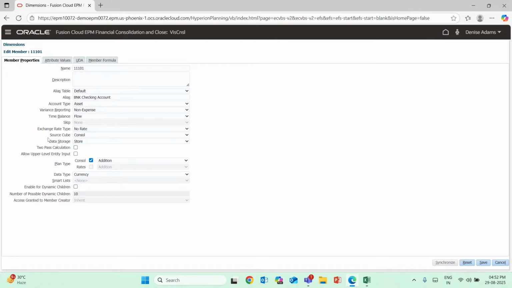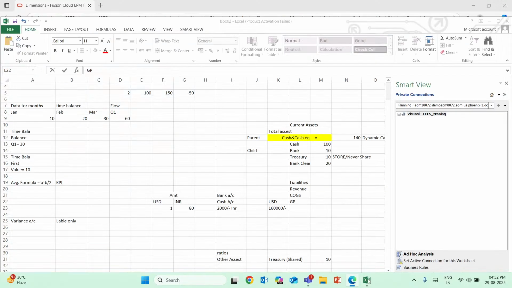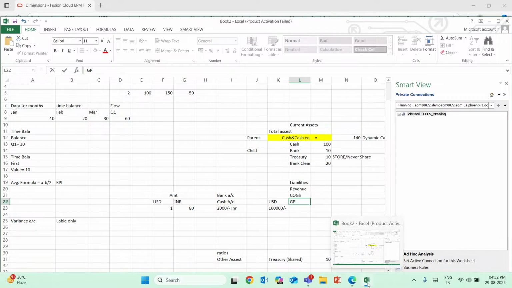And the two pass list, yeah, this two pass calculation. So this two pass calculation is a feature for members whose value is calculated, generally I'm talking about those members in which we are not doing the input, we do certain calculation. What could be such accounts where calculation is done, two pass calculation accounts, where we have to input the data.